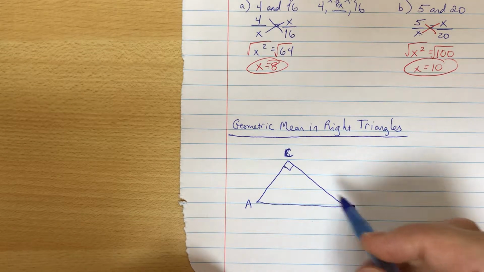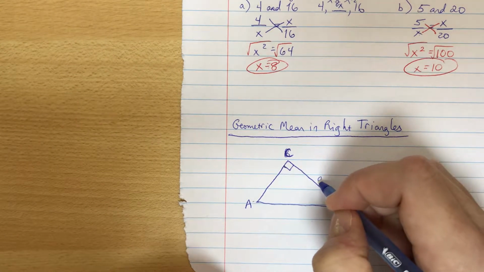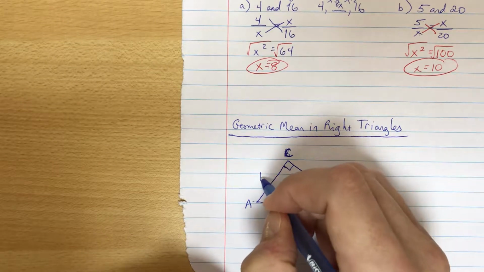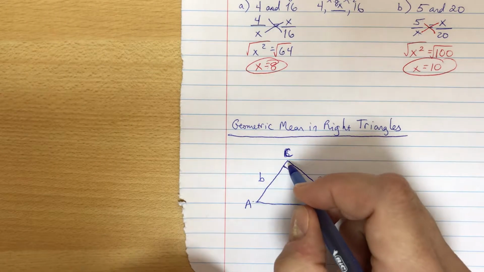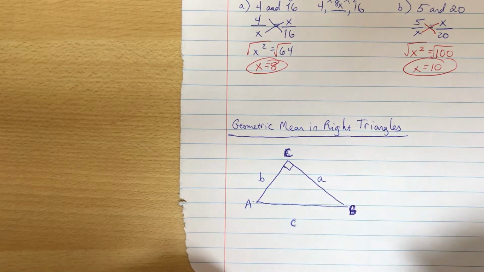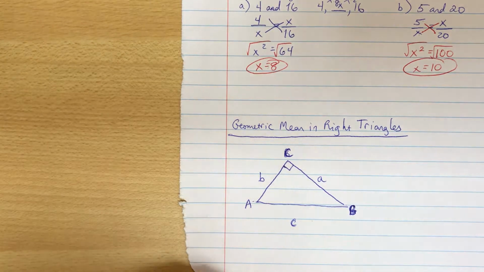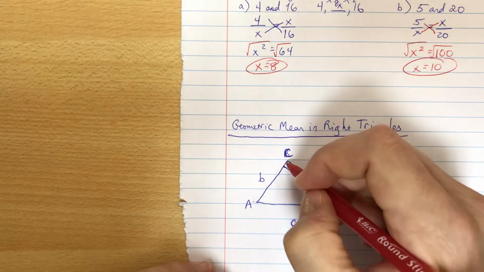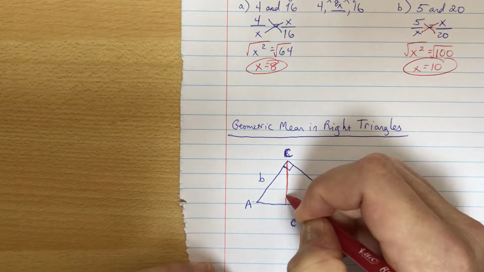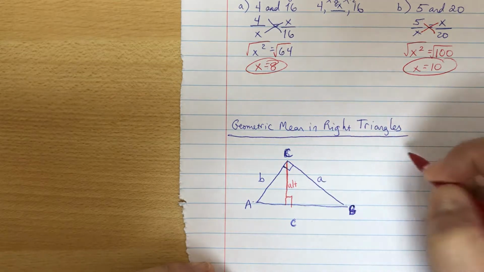And if we label the sides, opposite angle A, we'll call that little a. Opposite angle B, we'll call that little b. And then opposite angle C, we will call this little c. Now, if we take this right triangle, let's go ahead and drop an altitude here. The altitude, I'm going to name that ALT.